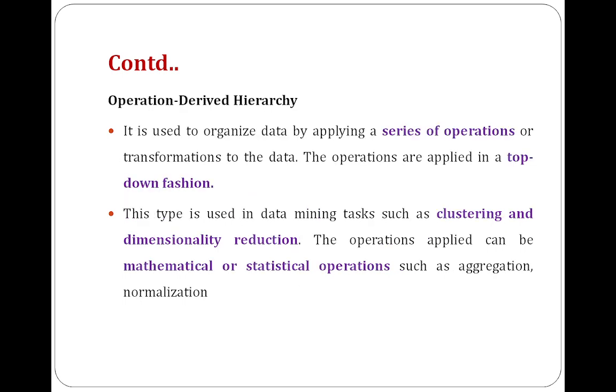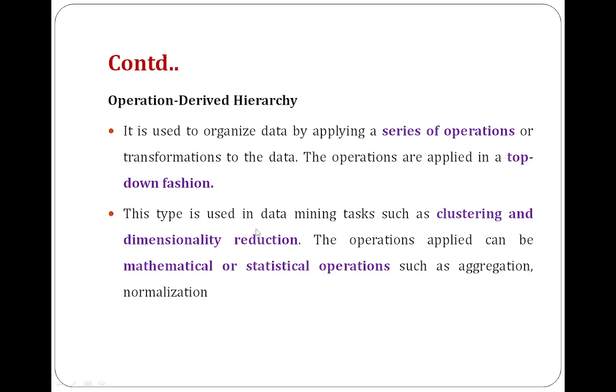Then the next one is the operation derived hierarchy. Operation derived hierarchy means that we are going to apply or organize the data by applying a set of operations or transformations on the data. While we are discussing the conceptual hierarchy, we are moving from top to bottom. We are applying various conditions. Then based on the conditions we apply, your data moves from a narrow domain into a specialized format. So that is a top-down hierarchy format.